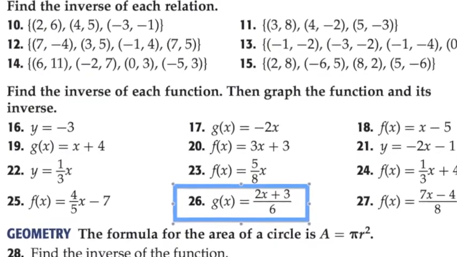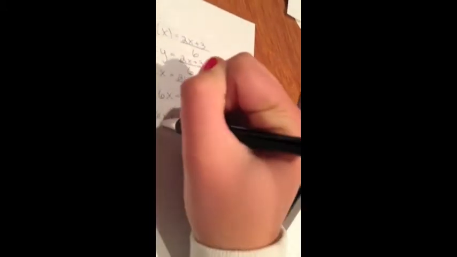G of x equals 2x plus 3 over 6. We start by replacing g of x with y. Now we switch x with y. And then next we solve for y. And by doing that, we multiply both sides by 6. So it becomes 6x equals 2y plus 3, because the two 6's cancel out there.